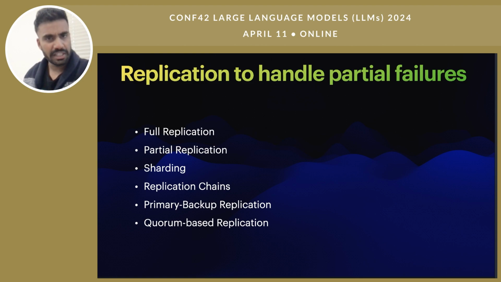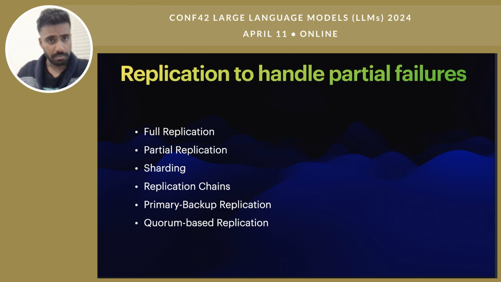First is full replication. In full replication, all data is replicated across multiple nodes or replicas in the distributed system. Each replica contains a complete copy of the data set. This approach ensures high availability and fault tolerance, since any single node failure can be mitigated by accessing data from other replicas. However, it can be costly in terms of storage and bandwidth requirements, especially for large data sets.